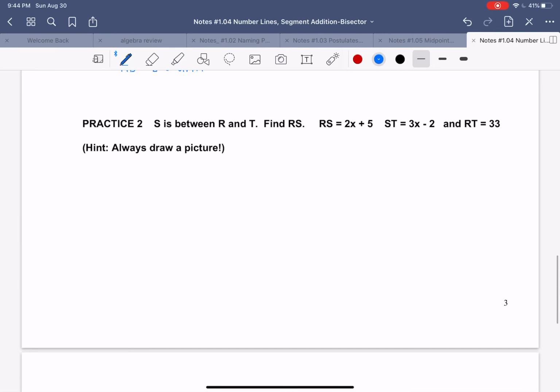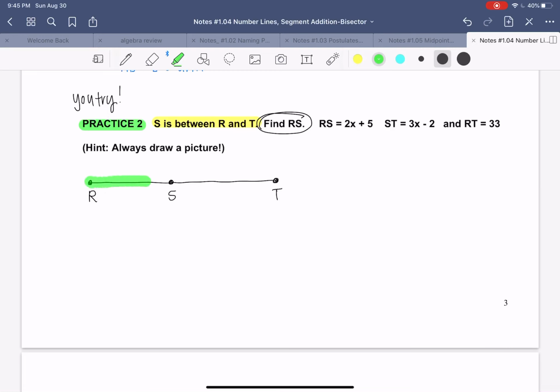All right, so I want you to do practice 2, but I'm going to get you started, okay? You're going to do this at home, so you try, and you'll check it tomorrow morning. Okay, so this is what we're drawing. S is between R and T. So point S is between R and T. And it wants us to find RS. Okay, so I'm going to highlight what you're finding. We're finding RS.